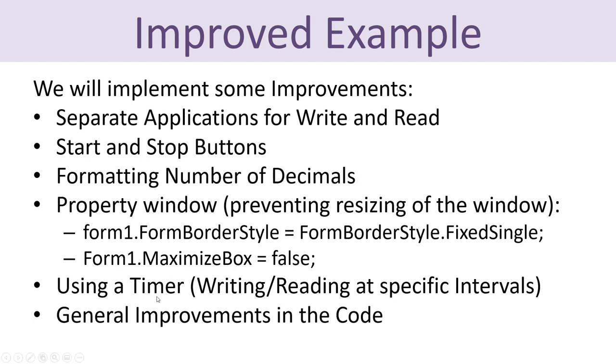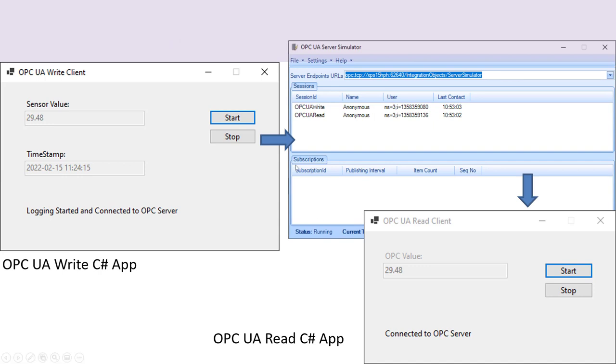I'm also using a timer, so I'm now generating some random numbers, simulating a sensor, let's say a temperature sensor, and then I write these values to the OPC server in one application and then retrieve these values in the other application. And also in general, some improvements have been made in the code. So now this is the setup. We are using the same OPC UA Server Simulator. I have one application that is writing values to the server and another application that is reading the same values.